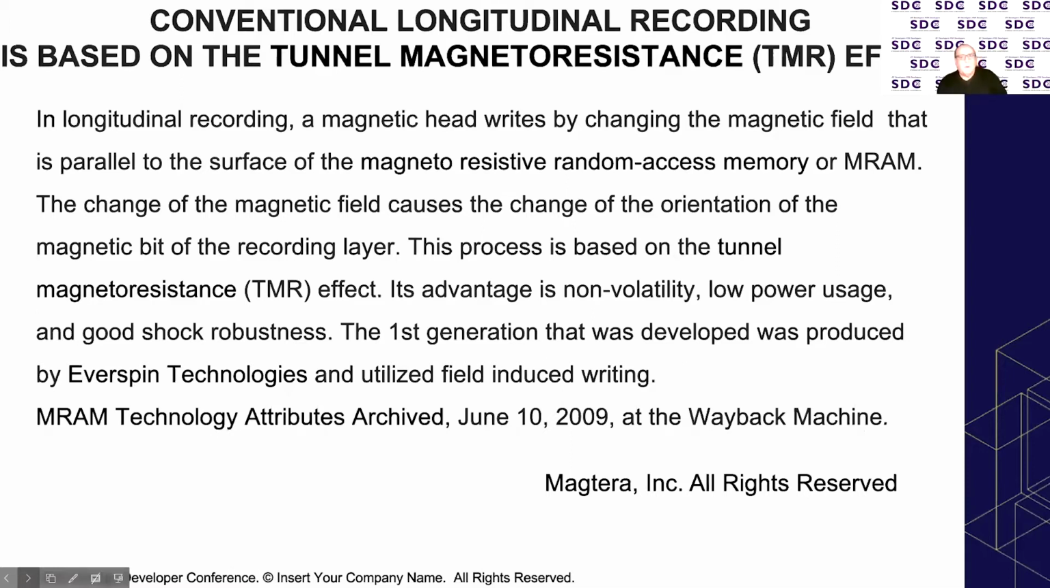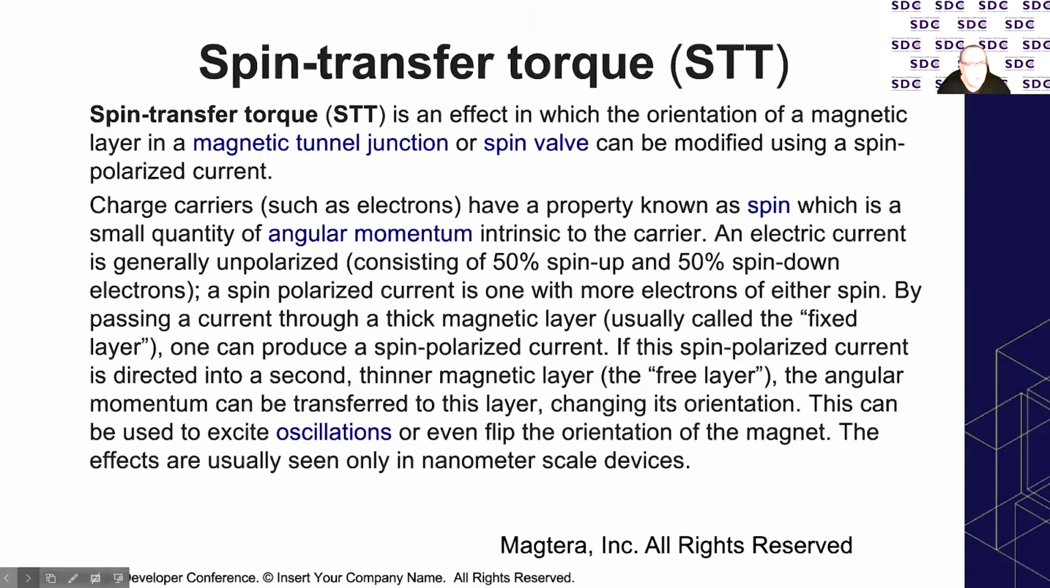So in longitudinal recording, the magnetic head writes by changing a magnetic field that is parallel to the surface of magnetoresistive random access memory, MRAM. The change of magnetic field causes a change of the orientation of magnetic bits of the recording layer. This process is based on the tunable magnetic resistance effect. Its advantages are non-volatility, low power usage, good shock robustness, and the first generation was produced by Spin a long time ago, almost 10 years ago.